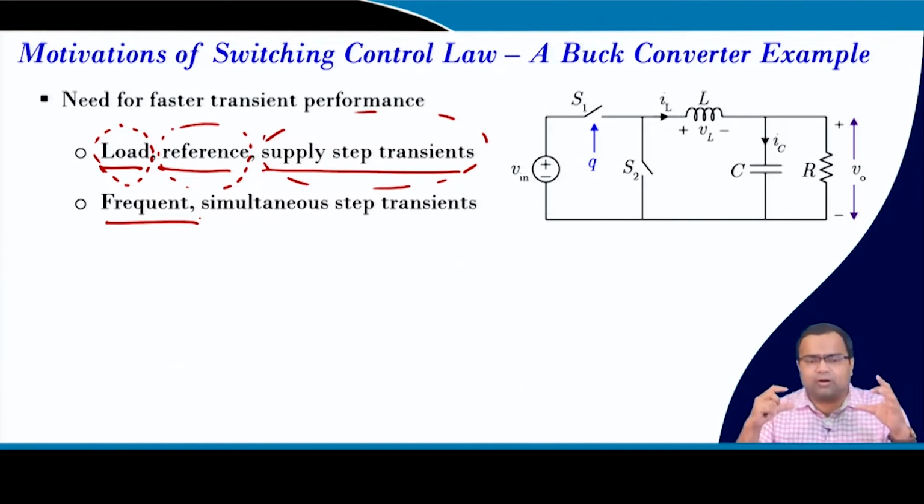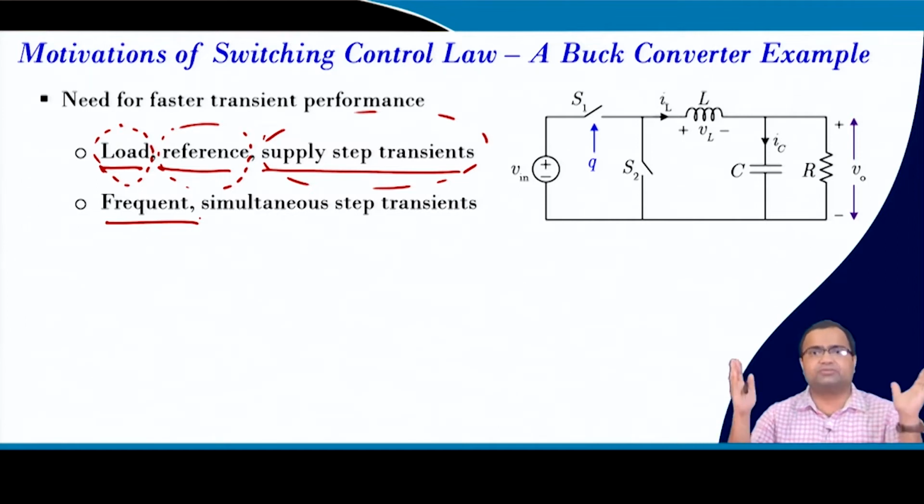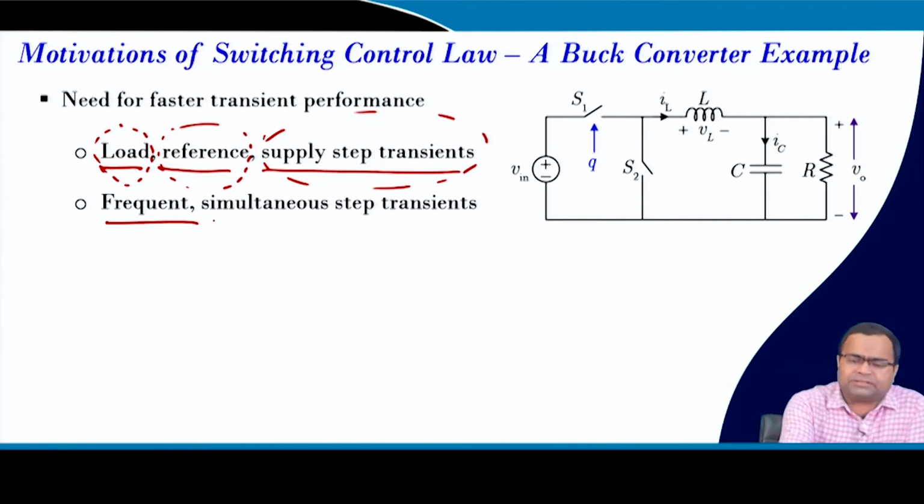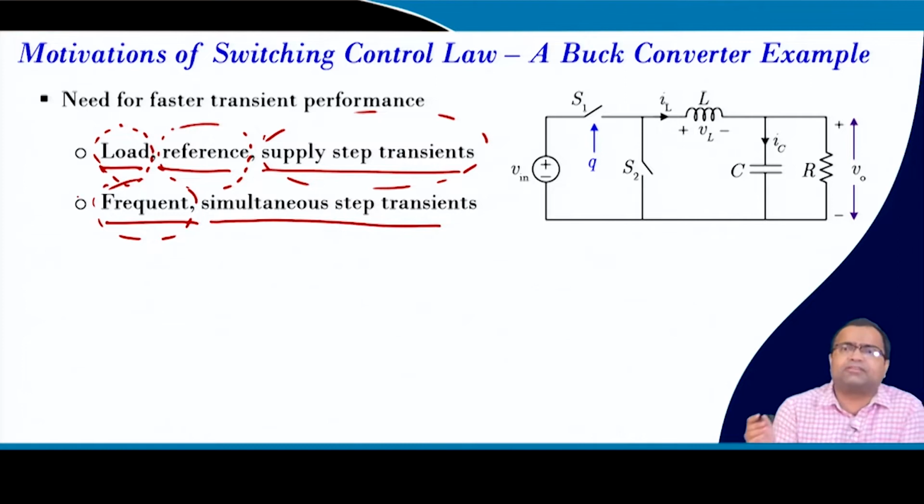That means only increasing switching frequency may not be the only solution. Here control can play a significant role, and that is what we are going to explore: what are the fastest transient techniques that can be applied for a given switching frequency or a given converter. Now, the load transient can happen much more frequently.